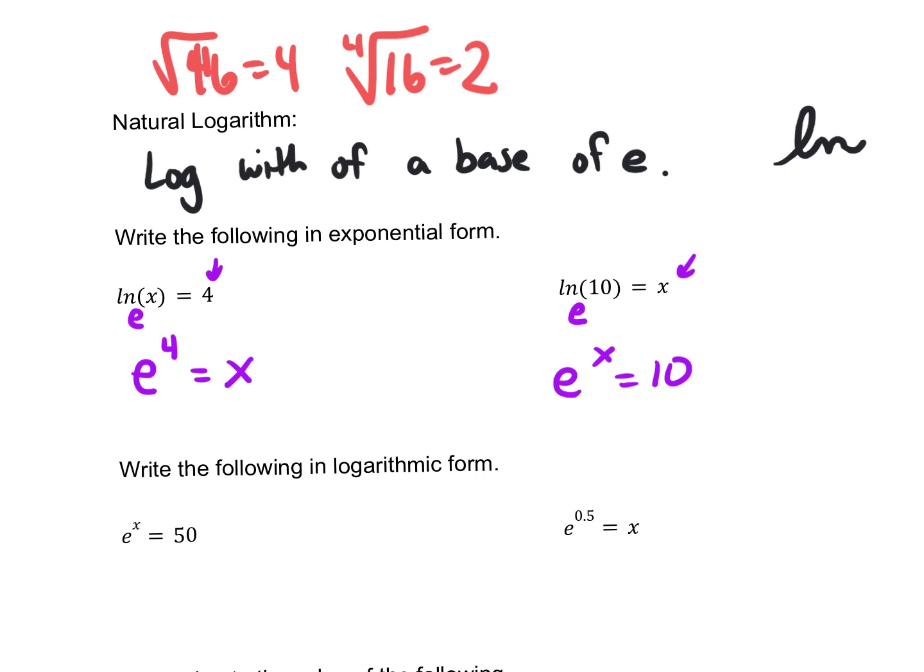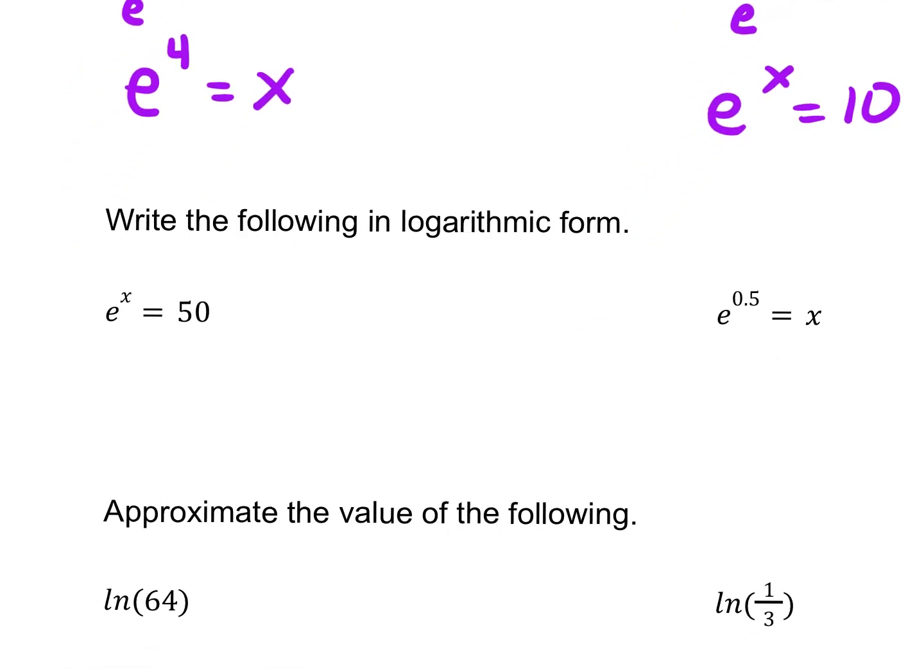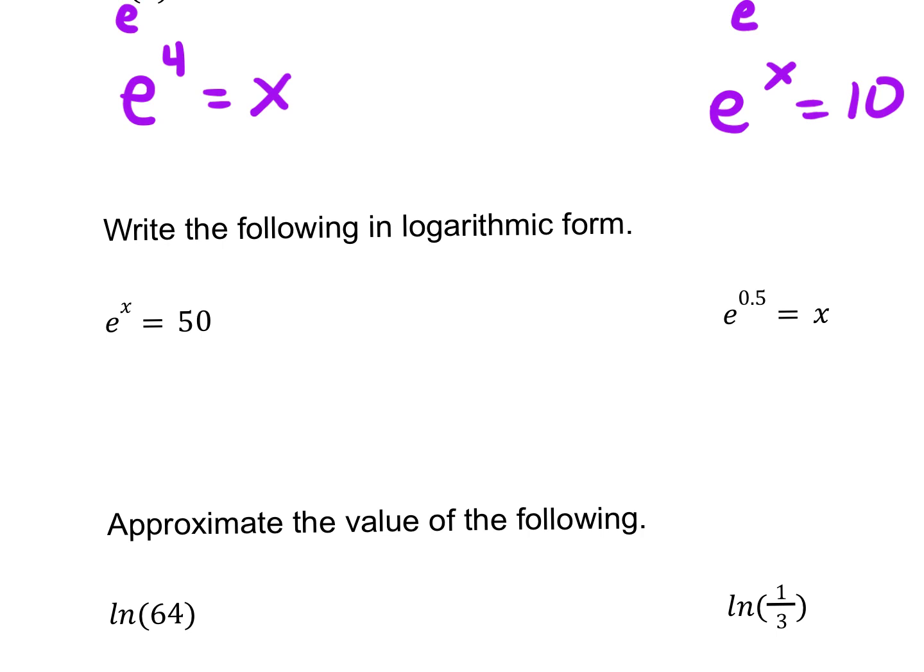Now you can also switch things with e. When you have an e and you're switching them, you could simply use the natural log. So when I look at this, I have e to the x equals 50. If I change it to log, it's going to be log base e, and this exponent will go by itself. So x will go by itself, and it's log base e, but I don't have to write the e, I can just write ln. ln assumes it's base e. So x equals ln of 50.